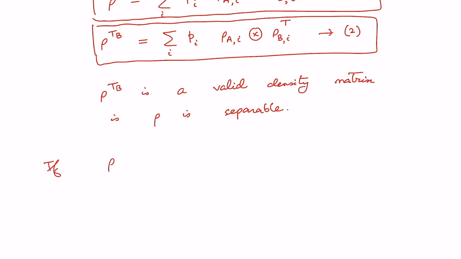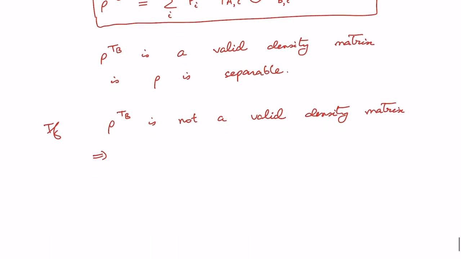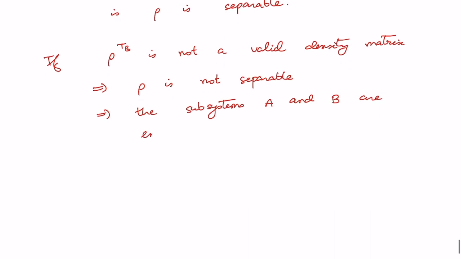If rho TB is not a valid density matrix, it implies that rho is not separable, or it implies that the subsystems A and B are entangled. Let me explain this by a simple example.